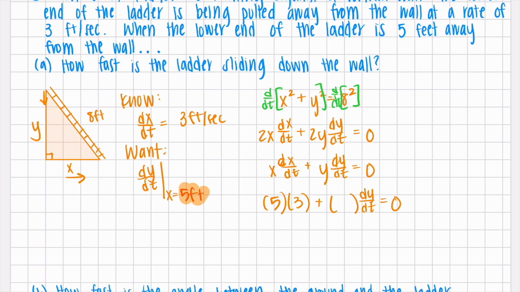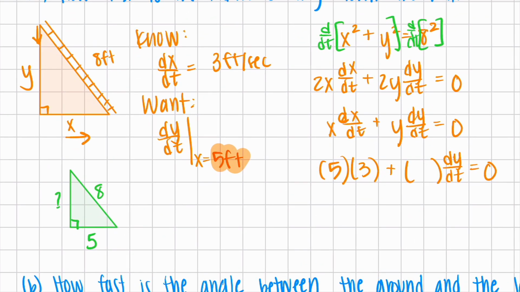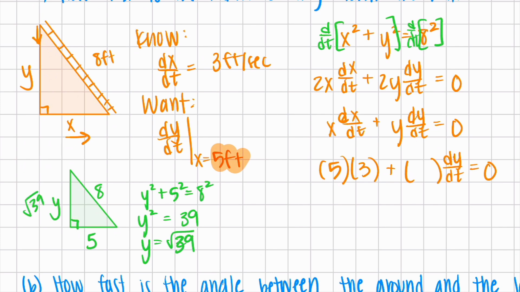Now I want y in this moment. So I'm going to draw a side picture. The ladder length is always 8 feet. In the moment, my x is 5, and I want to know what this y value is. So I'm going to do a Pythagorean theorem on this side. I should label this y. y squared plus 5 squared is 8 squared. y squared equals 64 minus 25, which is 39. So y is the square root of 39 in that moment. So I'm going to plug in the square root of 39.